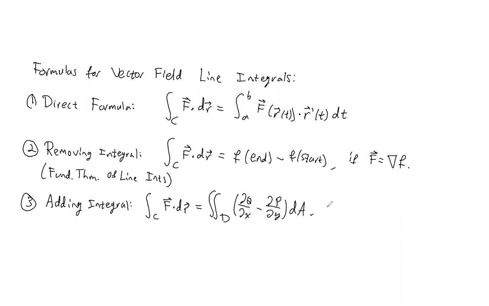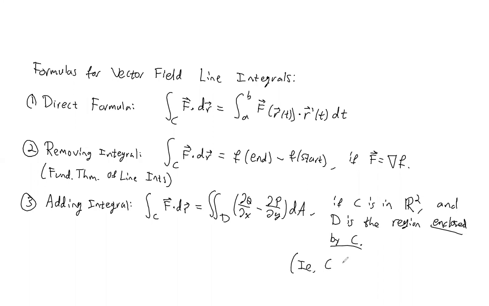Now, a couple things are implicit in this formula. For one thing, this is only true if C is in R2, if this is a two-dimensional scenario. And what's D? D is the region enclosed by C. And what that means specifically is that C must be closed.